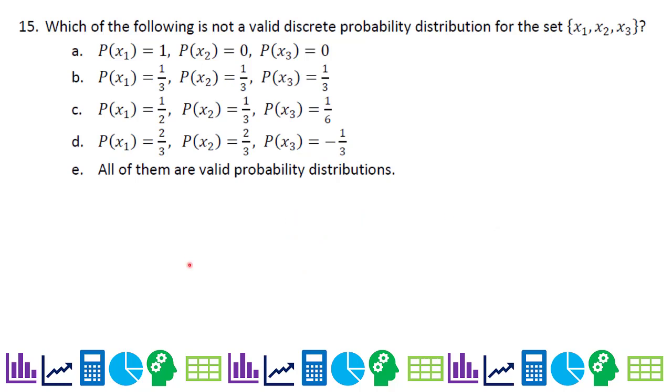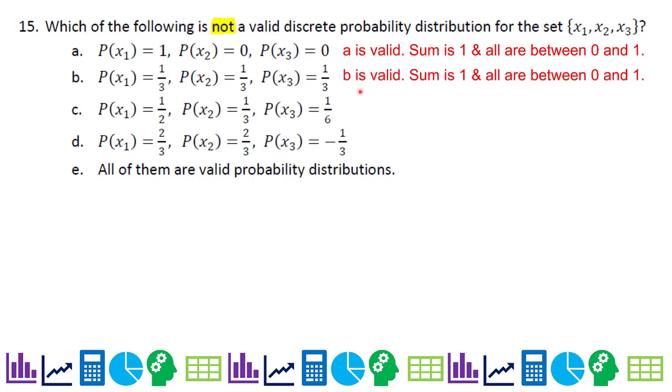Okay, problem 15, the last one in this exercise, looking at probability models. Which of the following is not a valid discrete probability distribution for the set x1, x2, and x3? So mainly, the main thing I have to check is, is the sum 1 and are all between 0 and 1 inclusive? Well, A is valid because these add up to 1, and nobody's less than 0 or bigger than 1. We're fine. How about B? Yep, that one's valid too. These all add up to 1, and everybody's kind of normal.